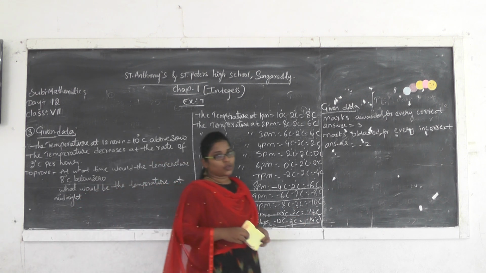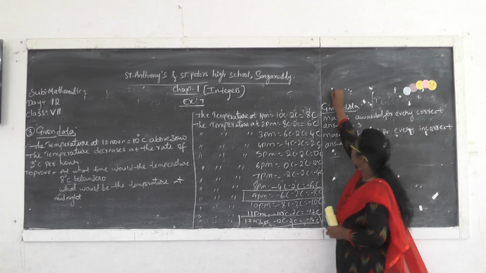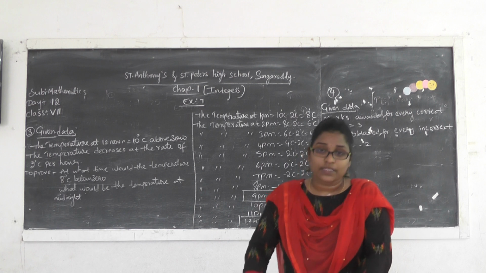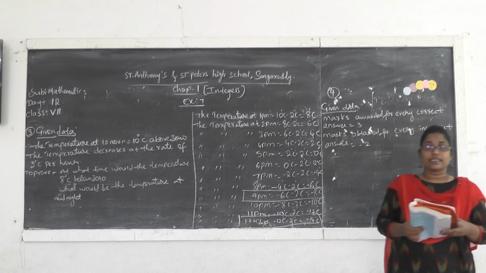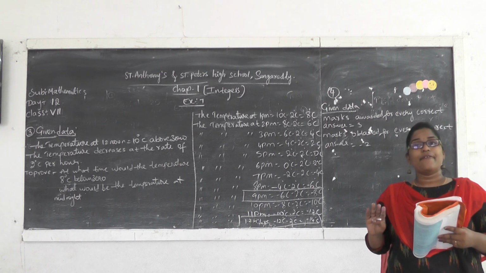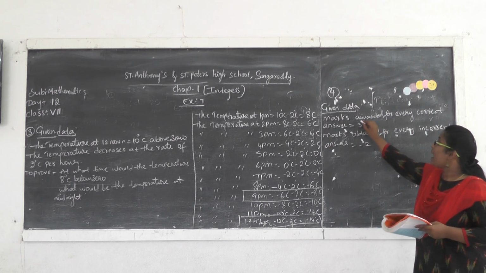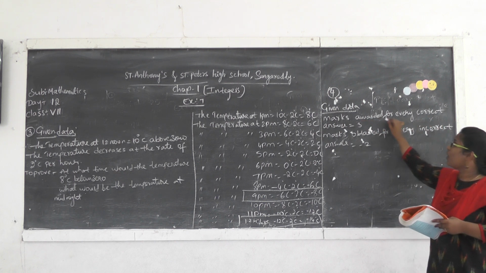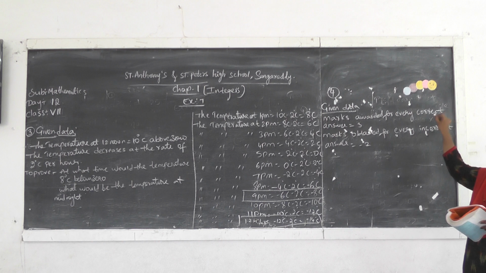So let's go to the fourth question now. This is the fourth question. I was reading the fourth question, once you go through. In a class test, 3 marks are given for every correct answer and minus 2 marks are given for every incorrect answer. So, marks awarded for every correct answer equal to 3.